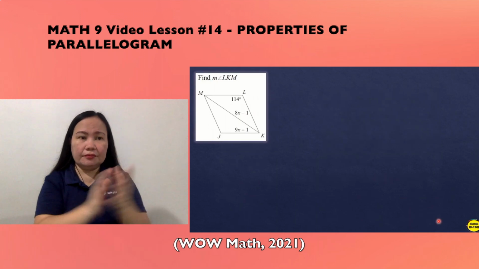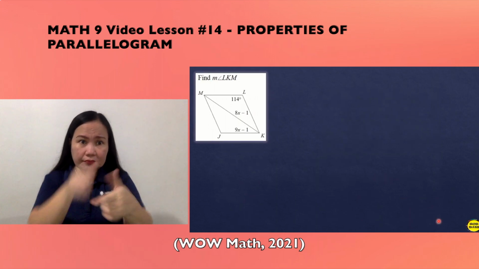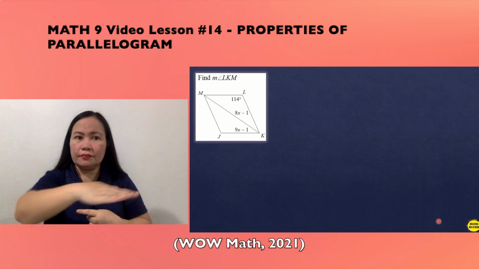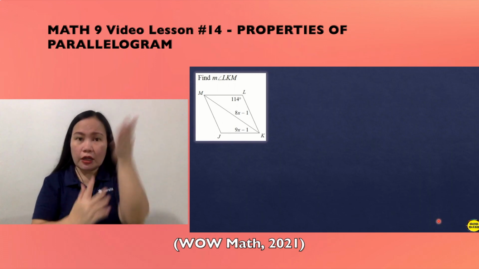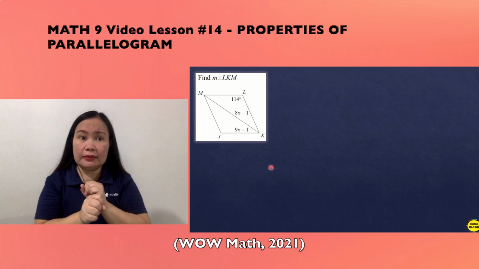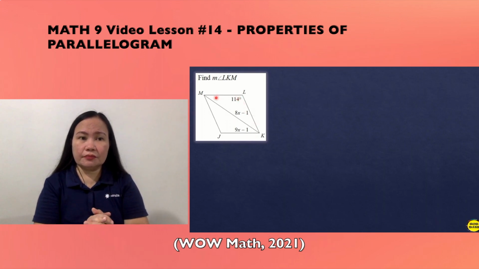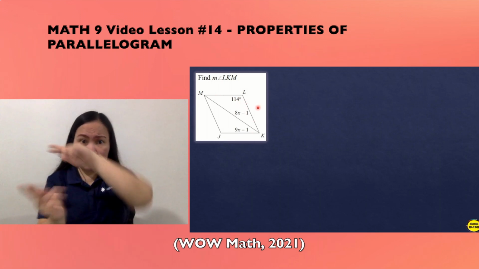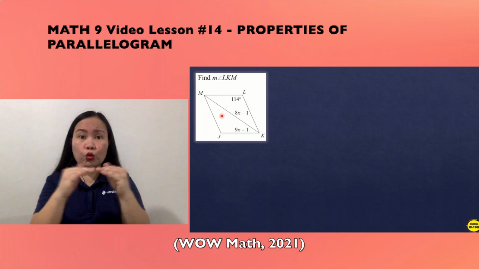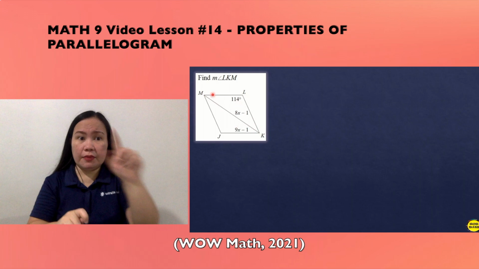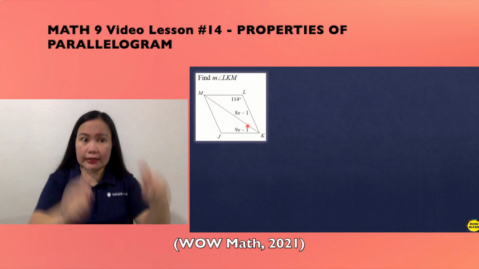Next, we have find the measure of angle LKM. Okay, so anong property ang pwede natin i-apply dito? Yes, the diagonal bisect each other. So, pag ganon, makakabuo tayo. So, ibig sabihin, itong pwede rin natin apply yung isa, no? The diagonal bisect the parallelogram into two congruent triangles. So, itong triangles na to, equal sa triangles na to. So, yung nandito, yung angle na to, ay equal siya dito.